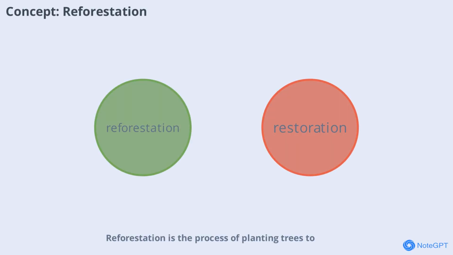Reforestation is the process of planting trees to restore forest areas that have been cleared or degraded. It helps combat climate change, improve biodiversity, and support local economies. Reforestation requires careful planning, species selection, and ongoing care to ensure success. It is a key strategy for restoring healthy, productive forests.